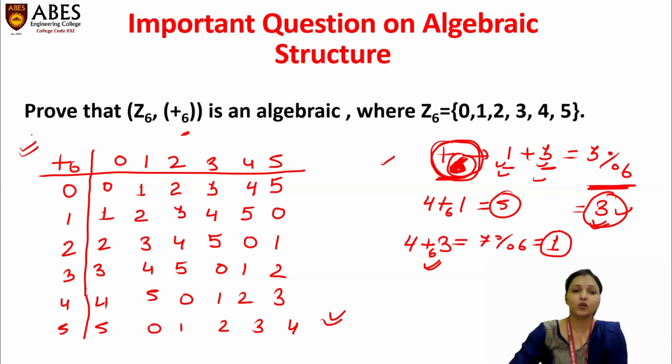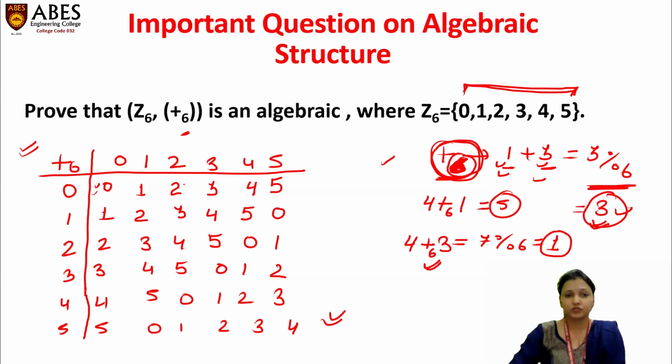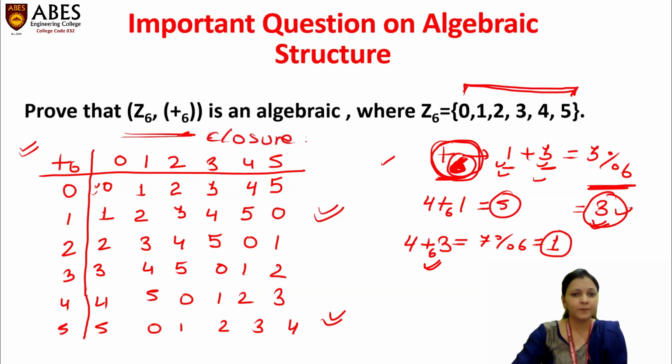Now we will check whether the closure property is satisfied or not. We will check all the resultant values in this table. Is any value in this table outside this set? Is any value other than 0 to 5? When we check, we are not getting any value other than 0, 1, 2, 3, 4 and 5. So this combination or this set follows the closure property, so it is an algebraic structure.